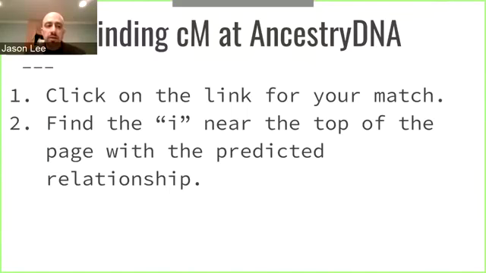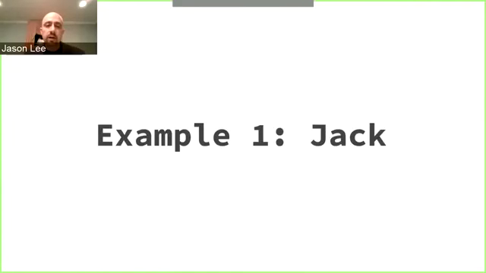Finding the centimorgan values at the various DNA testing, DNA matching companies is variable because the websites are so different. At Ancestry DNA, the information for shared centimorgans, total shared centimorgans, is tucked away, and it's a little harder to find, so we'll talk about that briefly. The first step to finding that information is to click on the link for your DNA match, and then when you get to the DNA match page, you find the tiny lowercase i near the top of the page, and click on that, and you'll find what you're looking for.